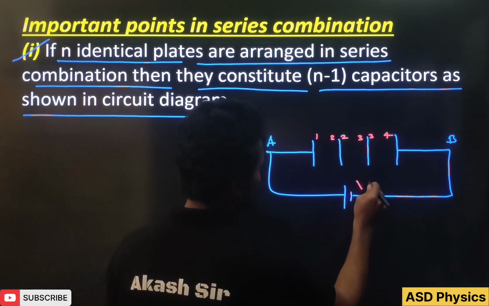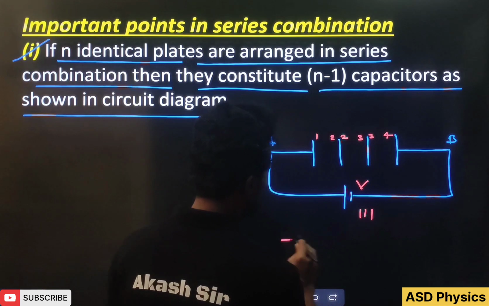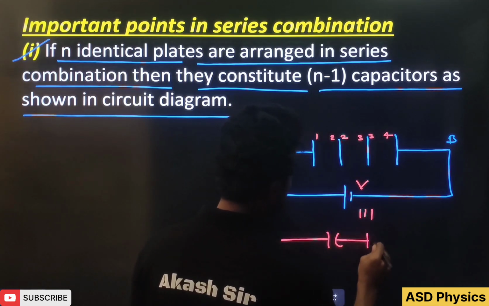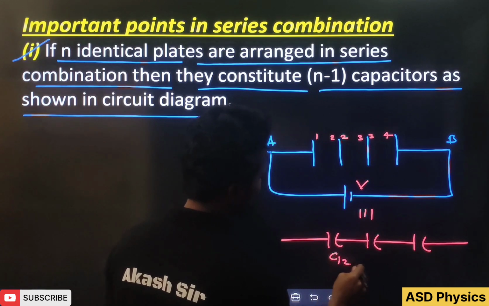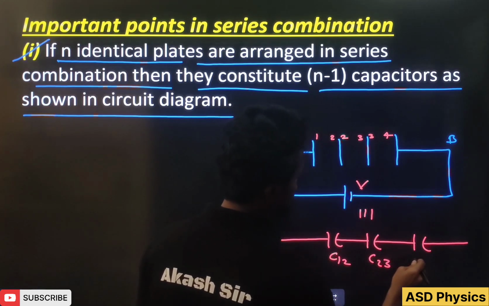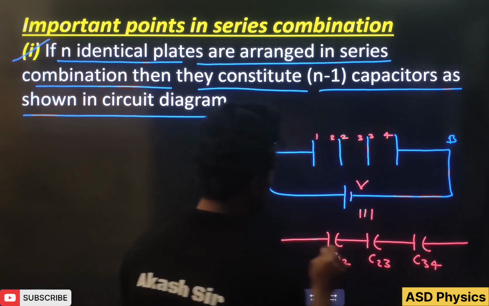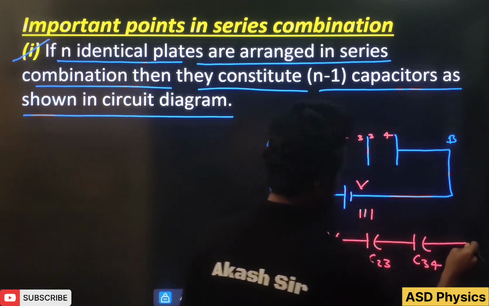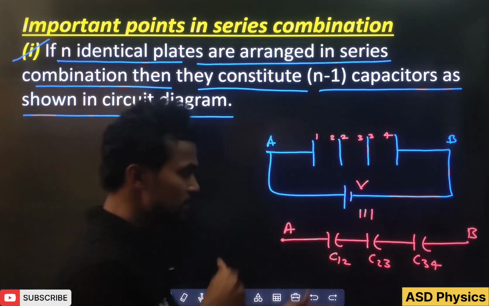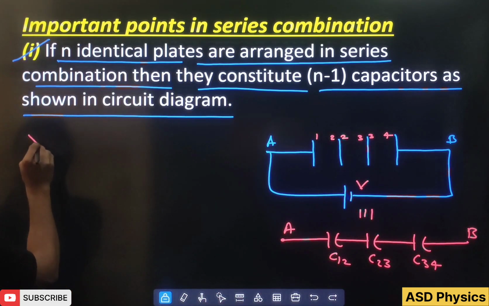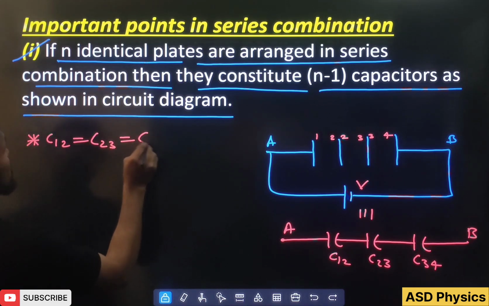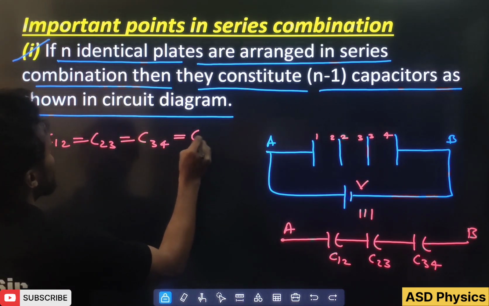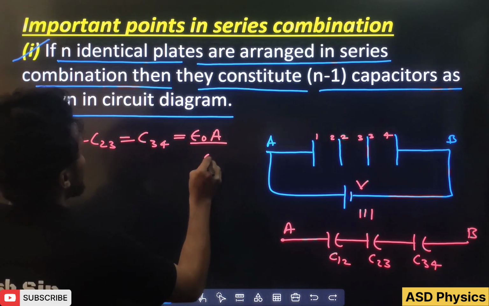So students, if I write the equivalent diagram here, how many capacitors will form? These capacitors will form here. This will be C12, this will be C23, and this will be C34. Now all these capacitors will be identical, whether C12, C23, or C34. All these values will be epsilon naught A by D.